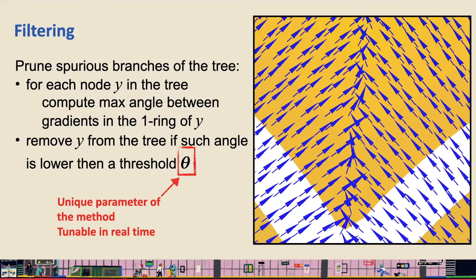In this way, we are somehow measuring the discontinuity of the gradient and pruning from the tree those nodes at which the gradient is continuous. Furthermore, note that theta is the unique parameter our method depends on, and that it is tunable in real time.